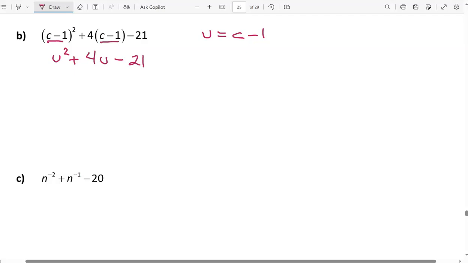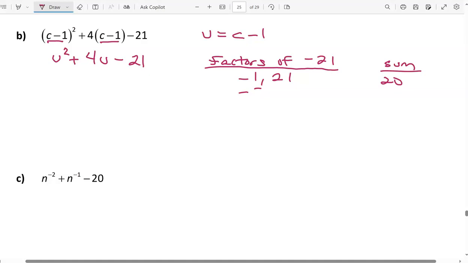A times c is negative 21, so we need to list factors of negative 21. And we want to find the pair that adds up to positive 4. So we have negative 1 and 21, and the sum is 20. And negative 3 and 7, and there our sum is 4, so that's our pair. Since a is 1, we can skip right to the factors.